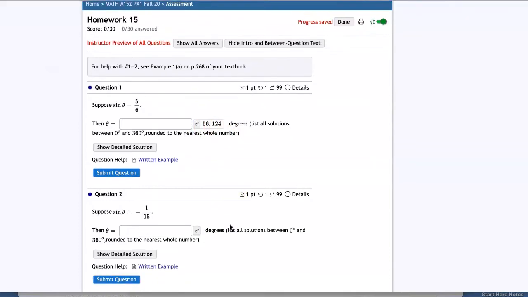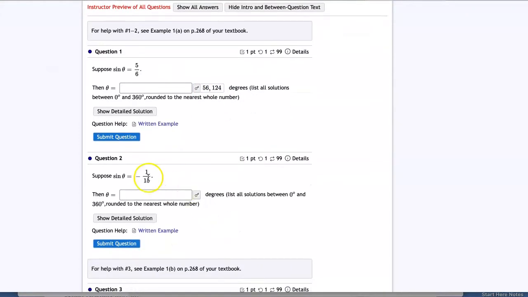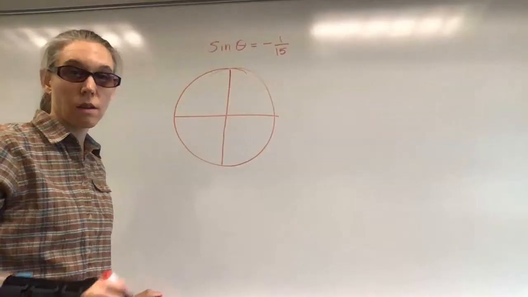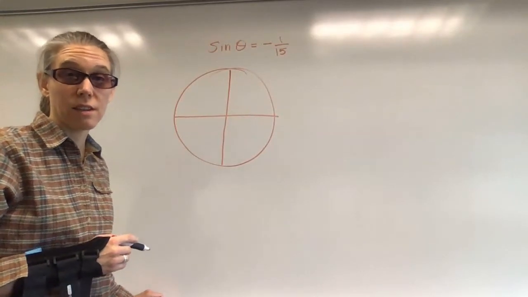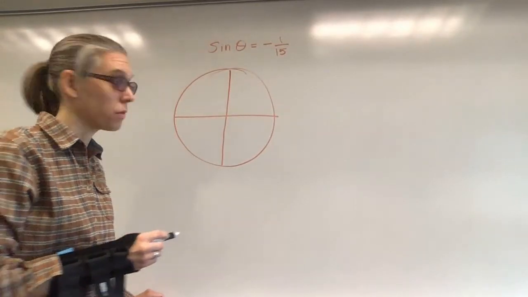Okay, so let's do another one just like this. This time I'll do question number 2 and I'll do it on the board. Here we have the sine of theta is equal to negative 1 over 15. Notice we're still in degrees. Always pay attention to what mode you're in. Okay, so here's the problem. Sine of theta is equal to negative 1 over 15.